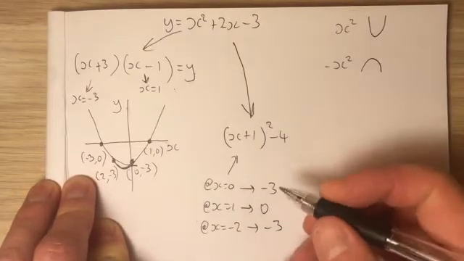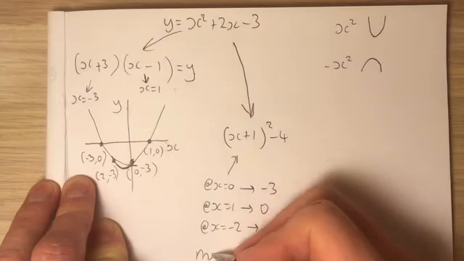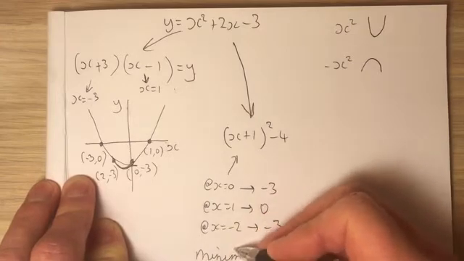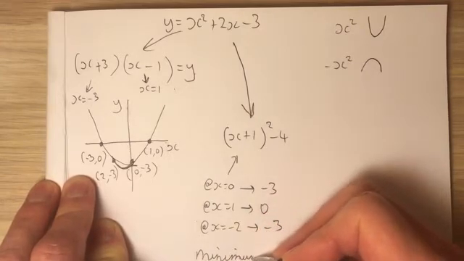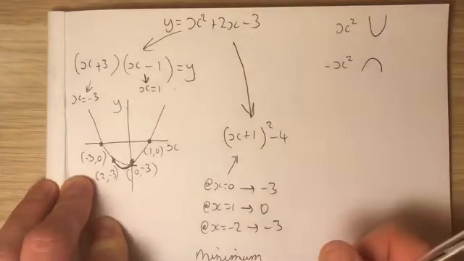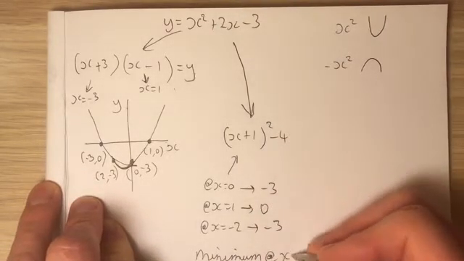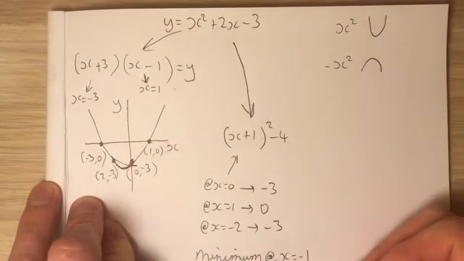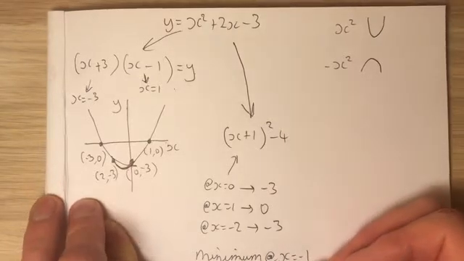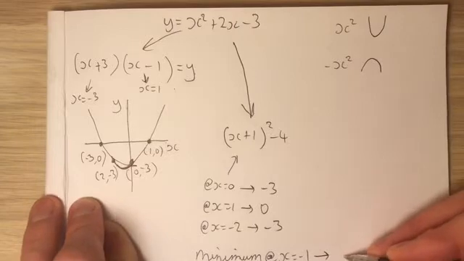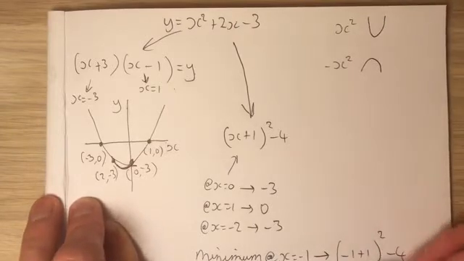And what that means is the smallest possible answer from this function, the minimum point of this function, okay, is going to be where? Is going to be at x equals -1. Why? Because at x equals -1, I've got -1 plus 1 squared, take away 4. This bit is 0 squared, take away 4, which is going to be -4.